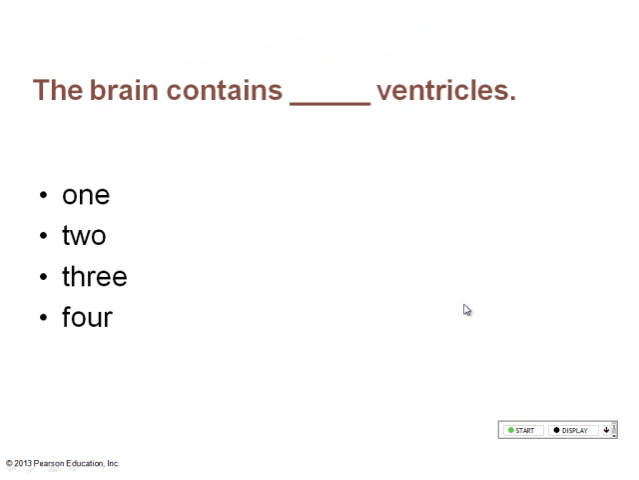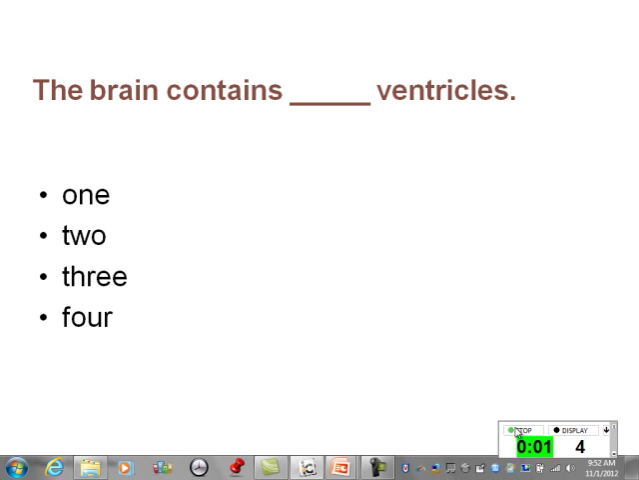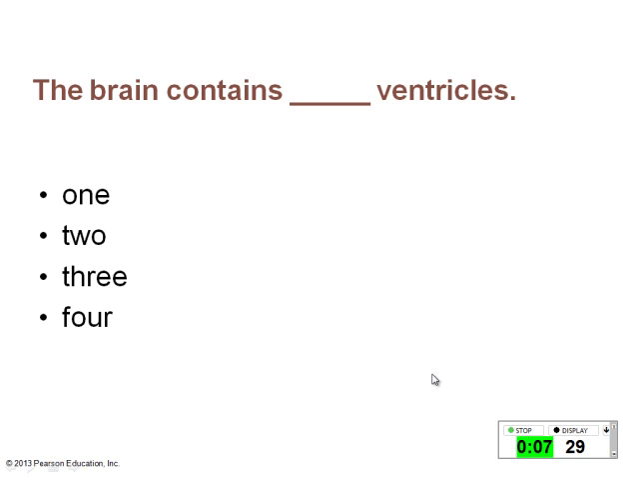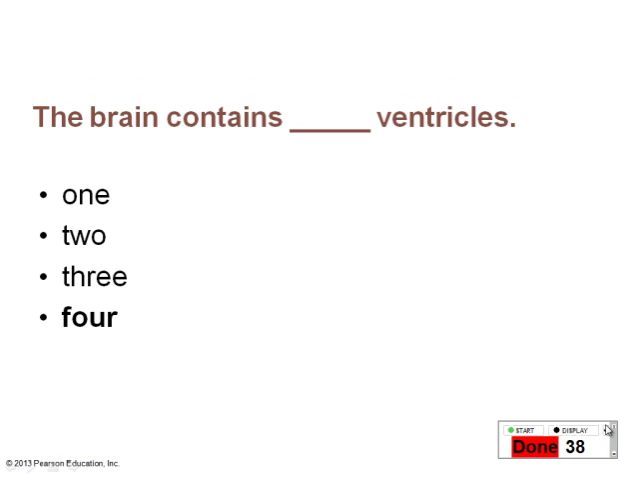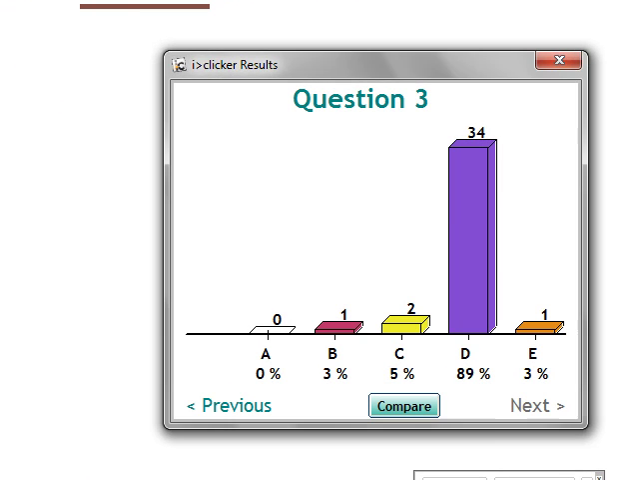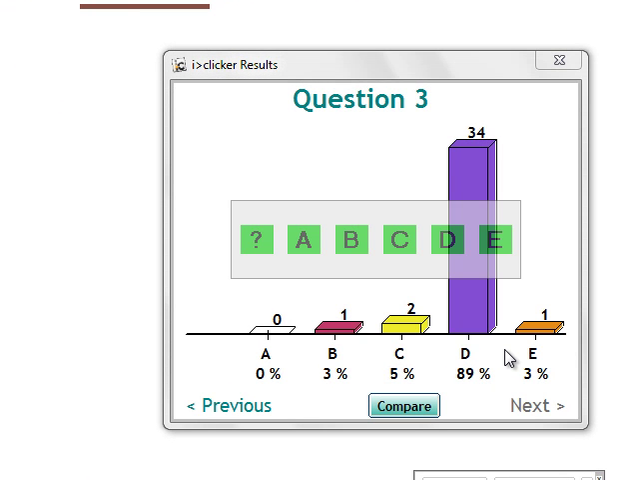The brain contains how many ventricles? All right, 5, 4, 3, 2, 1. What's the answer? 7. Oh, E? There is no E. Well, does she know they're here? Oy vey.